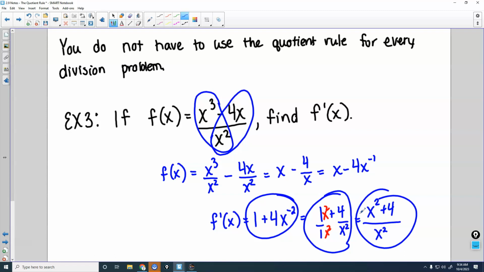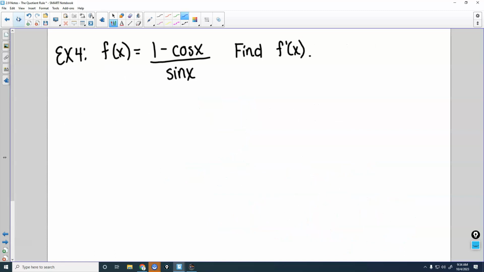You could use quotient rule on that, and it will work. It's just going to be a lot more work because you're going to have a lot of simplifying that you've got to do. But you can still use quotient rule on that. You will see, I think, at least one of these on your homework where you could just use love connection. You don't have to do quotient rule on that. But you could do the quotient rule. It'll still work. It's just you're going to have a lot of simplifying to do if you do that.